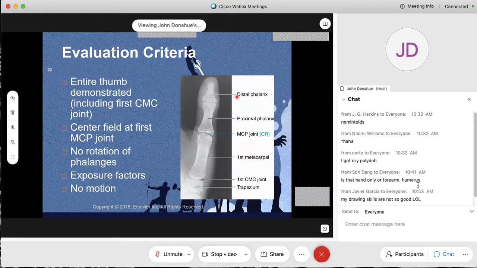Also, the thumb only includes an IP joint. It does not have a DIP or a PIP. It only has an IP, interphalangeal joint. It's a very important thing to remember on that thumb. It's an easy thing to get tripped up on. I would write that down, put a star on it. The thumb only includes an IP joint. It only includes a distal and proximal phalanx in comparison to the other digits in the hand.